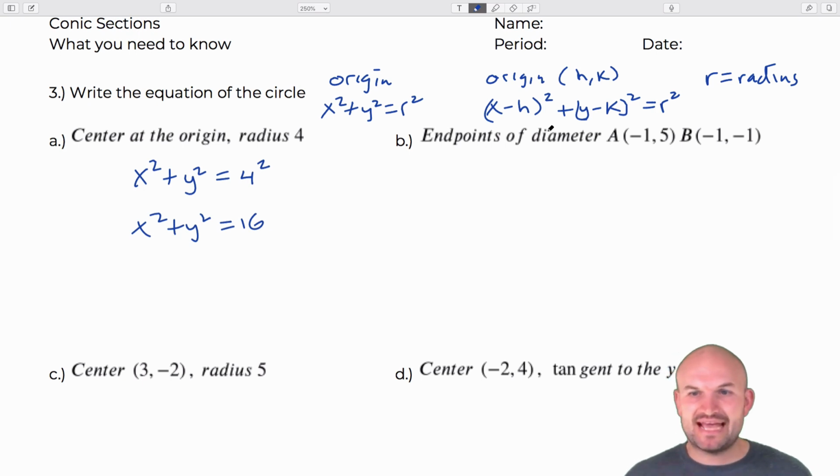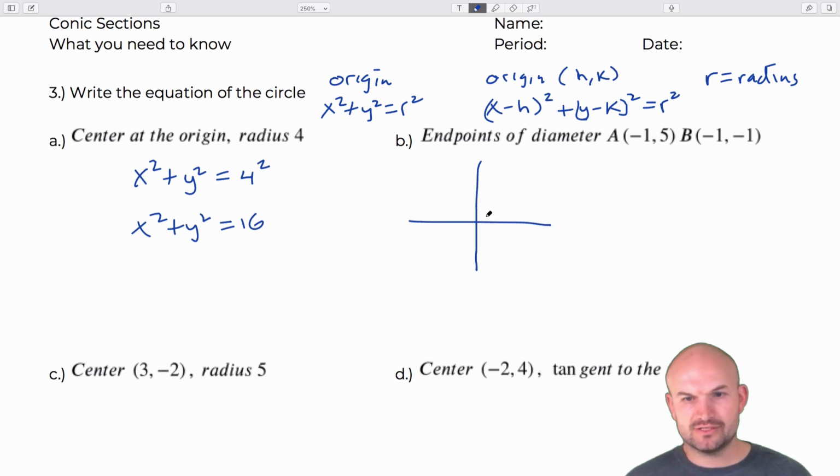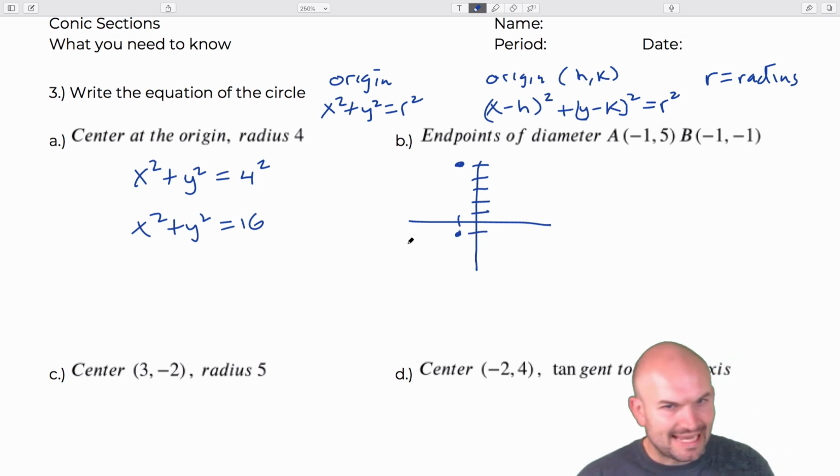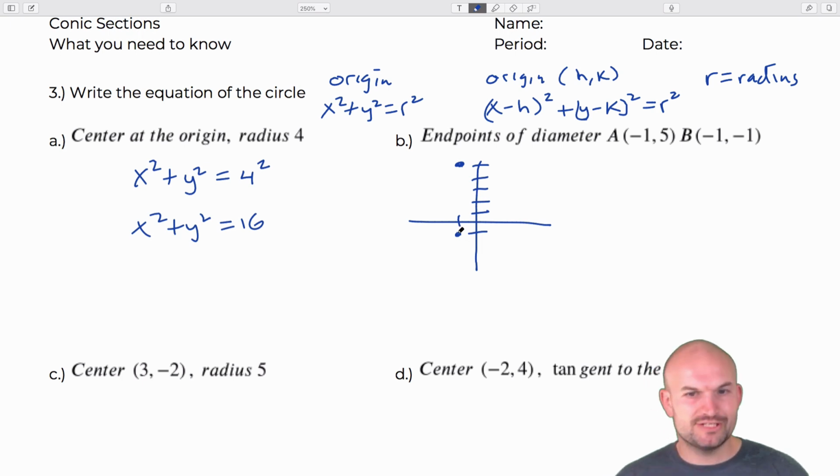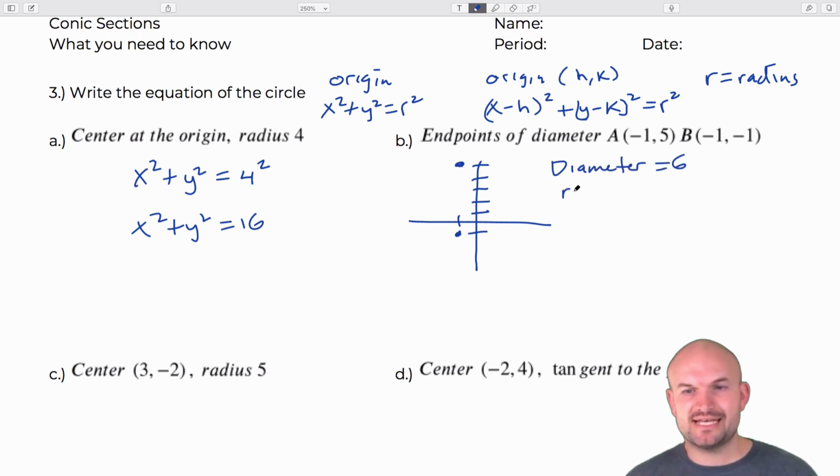The next one is we have the endpoints of the diameter. So let's go ahead and plot this here real quick. So we have (-1, 5), okay, and we have (-1, -1). So easily what we could do here is use the distance formula, right? But I think you guys could agree that since we've graphed this, we can see that the diameter is equal to 6.